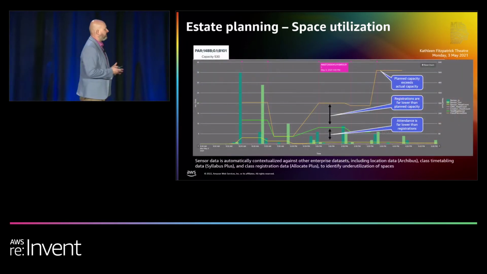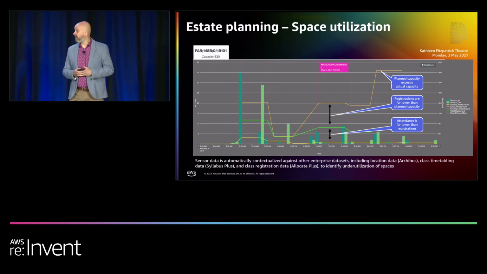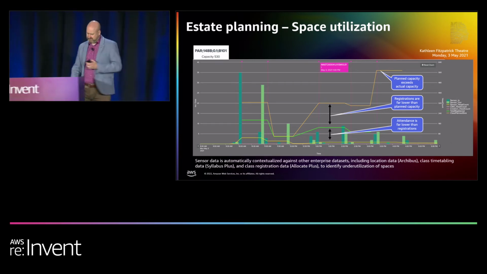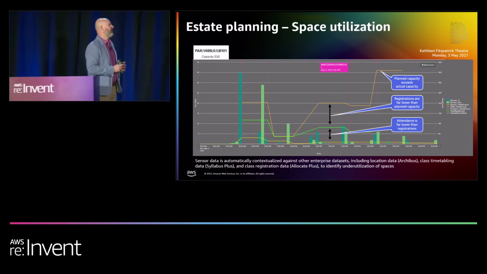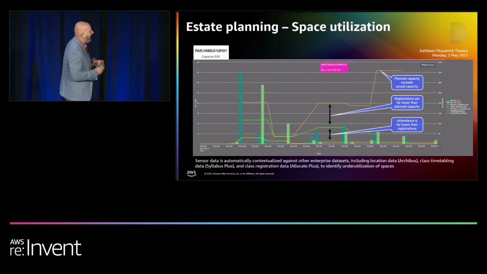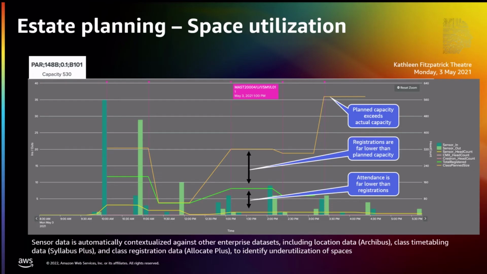And this is one of my favourite graphs. This is some of the work that we do from the different data points. Okay, so the very top line in the dark orange, that's the planned capacity. So this room has a capacity of 530. It's a very big lecture theatre in the university. And we can see there that the planned capacity for that room actually exceeds the physical capacity.